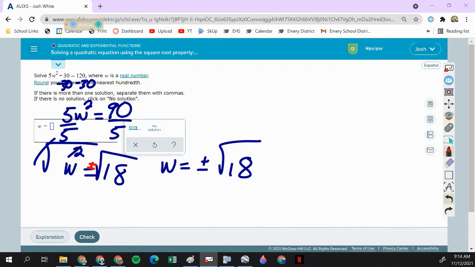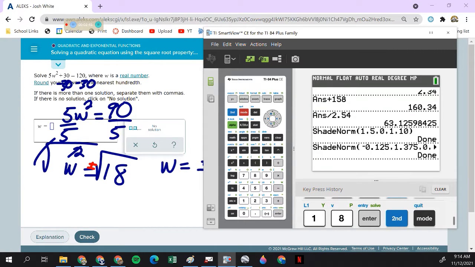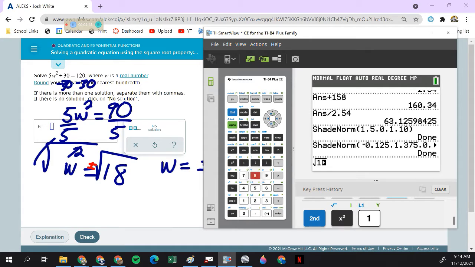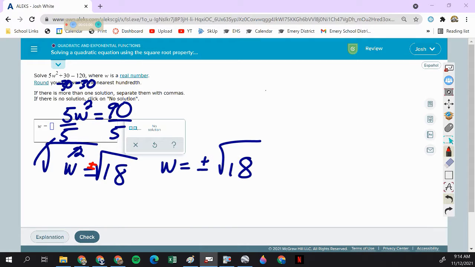Now, in our last lesson, we learned how to simplify that. But this says, round your solution to the nearest hundredth. So we pull up our calculator, and I type in the square root of 18. So rounded to the nearest hundredth would be plus or minus 4.24. Okay, can you guys handle that?